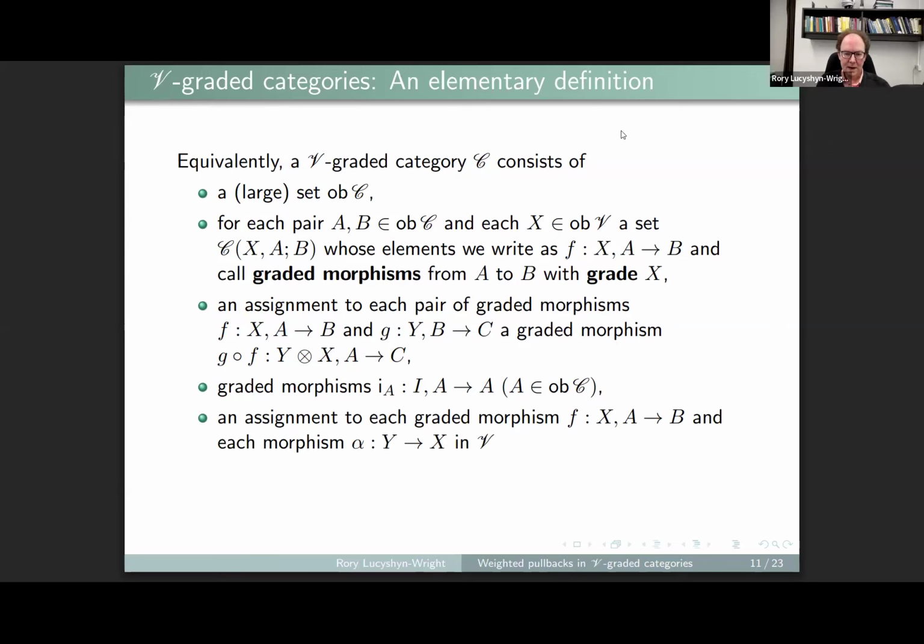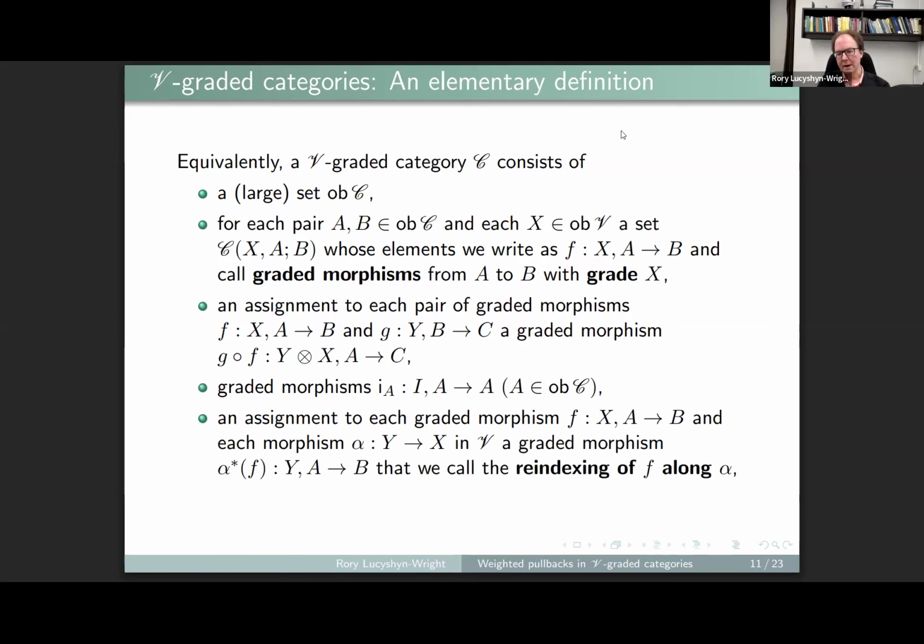So the grade is X, right? But we've got some morphism alpha in V going from some other object Y into X. We're going to sort of pull back or reindex the graded morphism, pull it back to something with grade Y. So we ask for a graded morphism alpha upper star of F with grade Y from A to B that we call the reindexing of F along alpha.